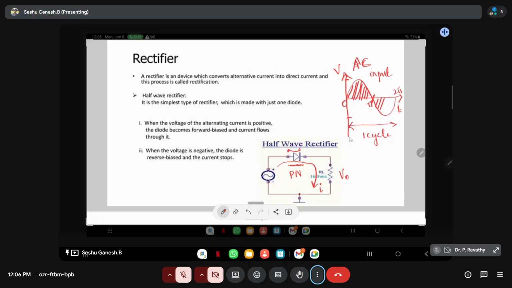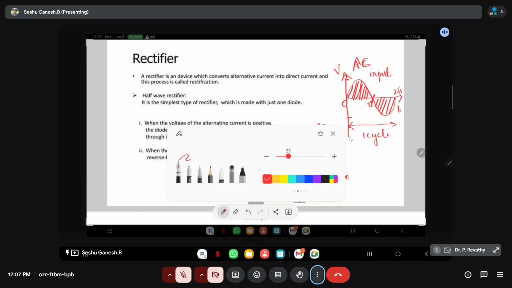This part, negative half of the cycle, when you are going to apply this, automatically this diode will become as an open circuit. It will become as an open circuit in the reverse biased condition. Okay, at the forward bias, it will be working as a short circuit. Okay, so in the negative half, what happens automatically?